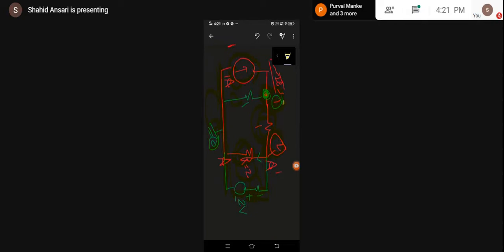Look at all the elements connected with node number 1. This 1 ohm is connected, this 1 ohm is connected, as well as this 1 ampere source is connected. So how can I write KCL at this particular point? What was the method to apply KCL? We had some certain sign convention.